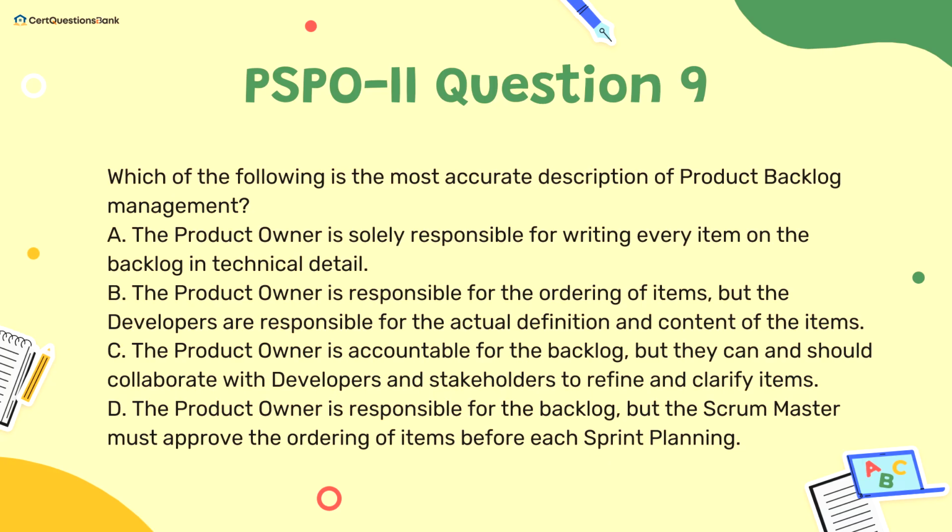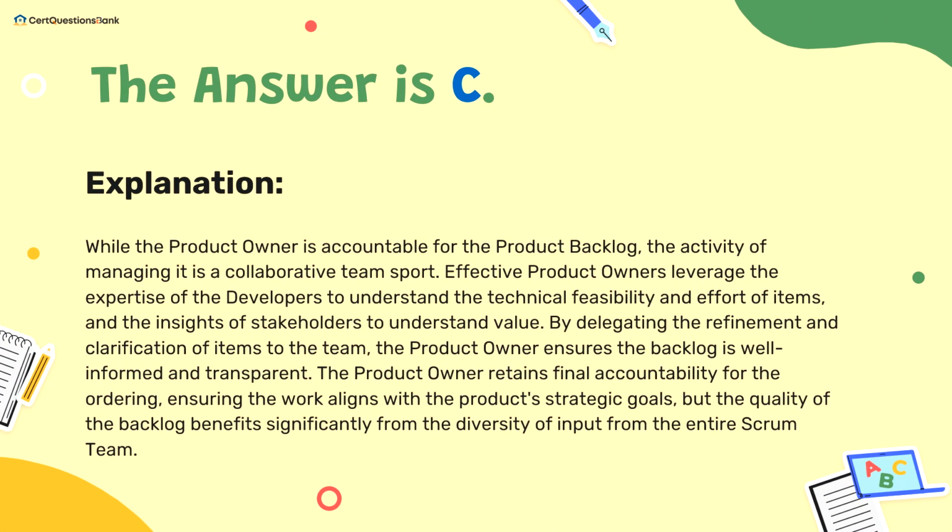C. The product owner is accountable for the backlog, but they can and should collaborate with developers and stakeholders to refine and clarify items. D. The product owner is responsible for the backlog, but the Scrum Master must approve the ordering of items before each sprint planning. The answer is C.